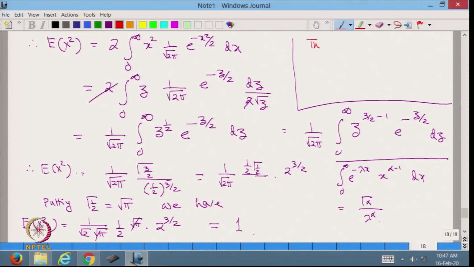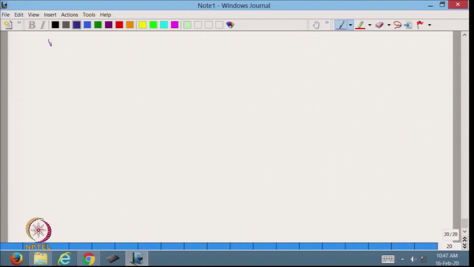Therefore, we get, if x is normal 0 1, then expectation of x square is equal to 1. We may get the same result in another way.